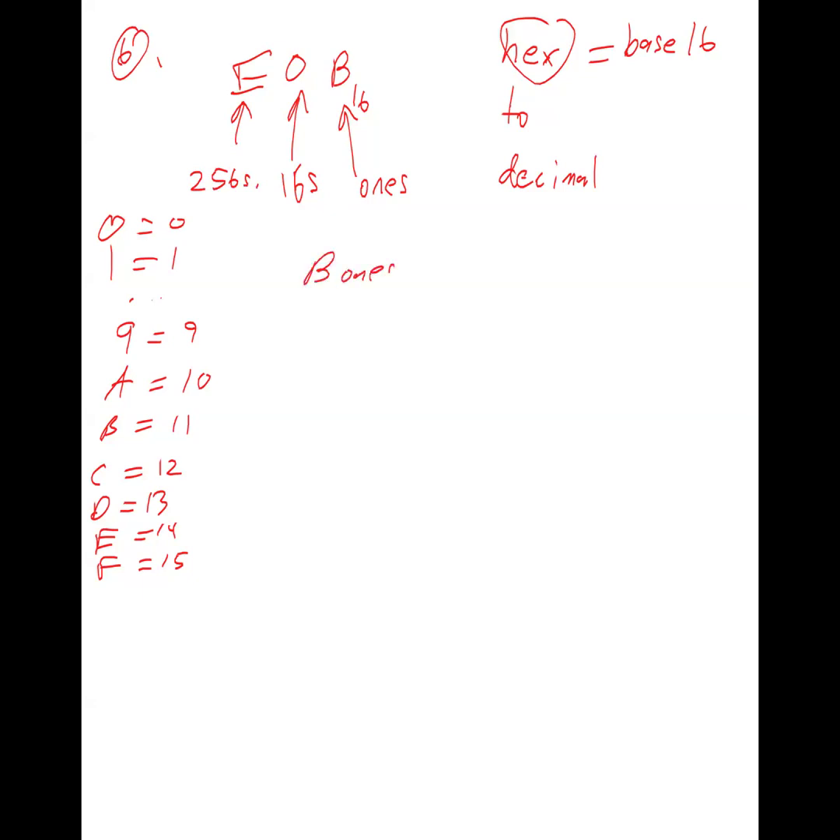So we have a B in the ones place, so we have B ones, plus we have 0 in the 16s place, 0 16s, and we have E in the 256s place. So how many ones do we have? What does B represent? We have 11. So we have 11 ones, which means 11 times 1. And we have 0 times 16. And then we have E times 256. What does E represent?